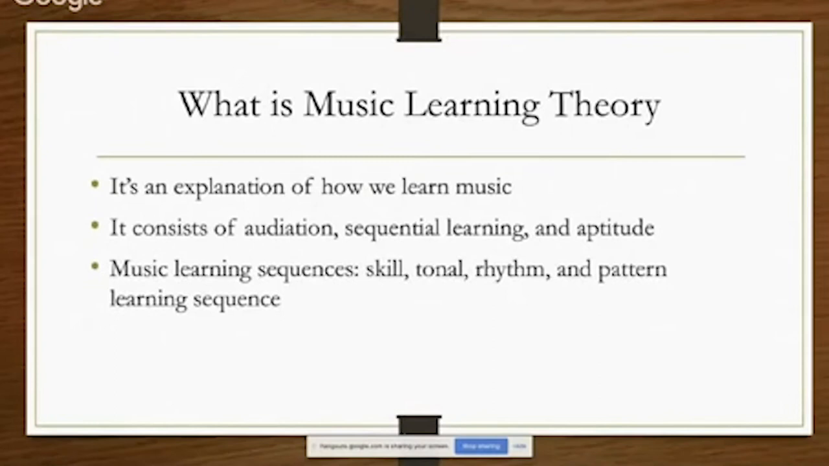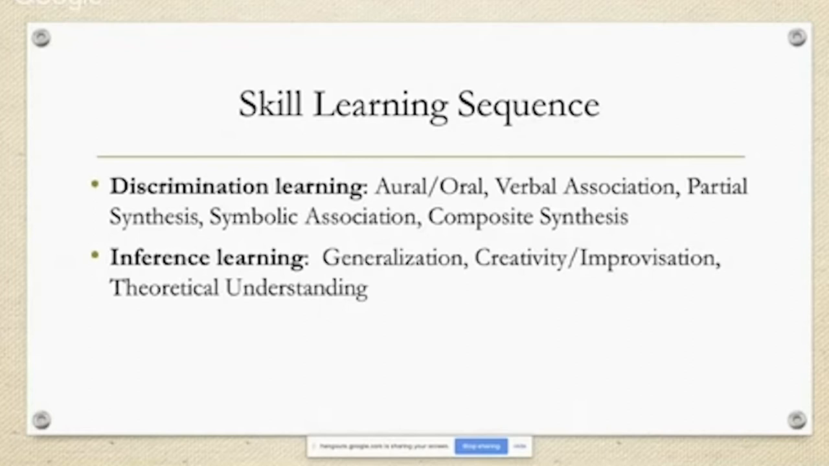So just a real quick overview of each one. Skill learning sequence consists of discrimination learning and inference learning. If you've taken a levels course, you all know aural-oral, and you know verbal association. Then we get to these other words that feel a little less comfortable because we don't have context in our own personal experience to understand and to apply and guide students through this. But partial synthesis, I'm hoping to take the mystery out of that with you today.